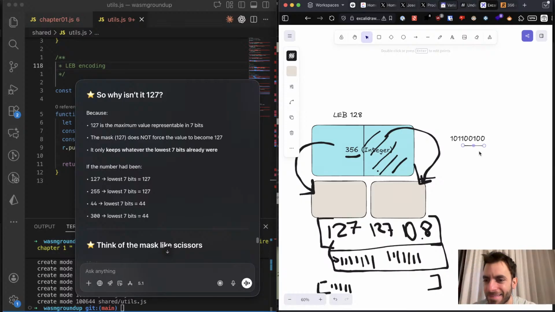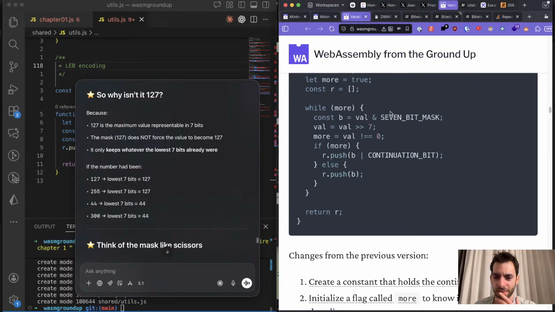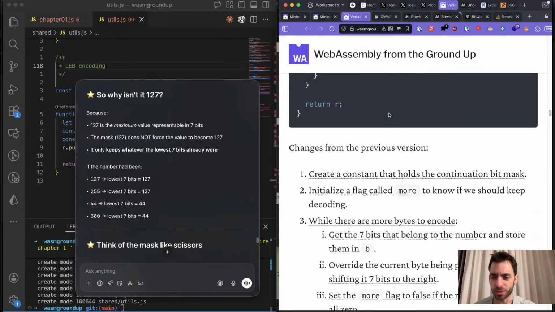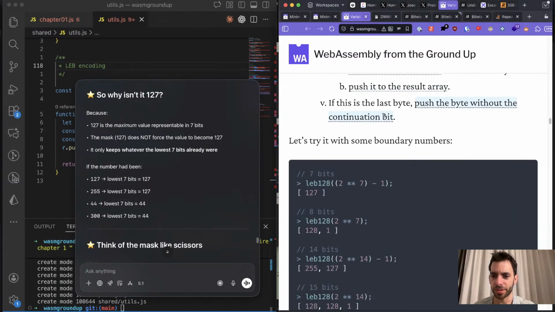And then we add a flag. It would be the 8th one, telling like, hey, now I want you. I am getting it now. I will explain the entire concept later. Create a concept that holds the continuation bit mask, initial flag. Let's start with some boundary numbers.